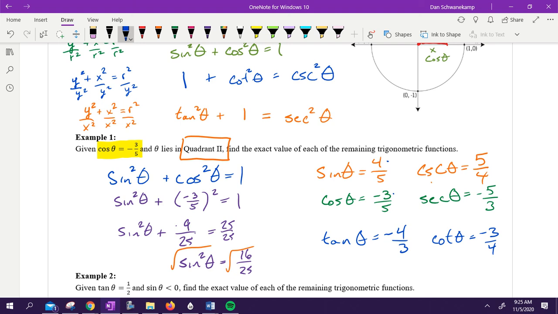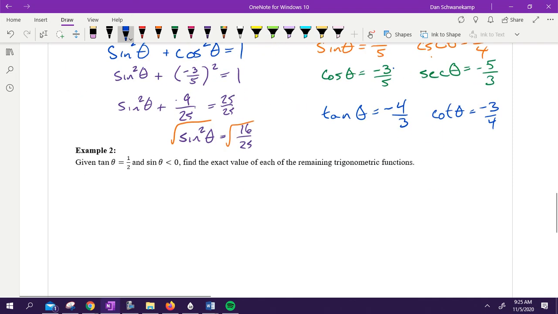There's nothing wrong with it. I don't know if it's the best way to do it, but you could figure it out because everything's related to each other. Okay? Try the same thing on the next one. They gave you tangent. Try to use a Pythagorean identity, and all I want you to find is secant. Just tell me secant on that last one.